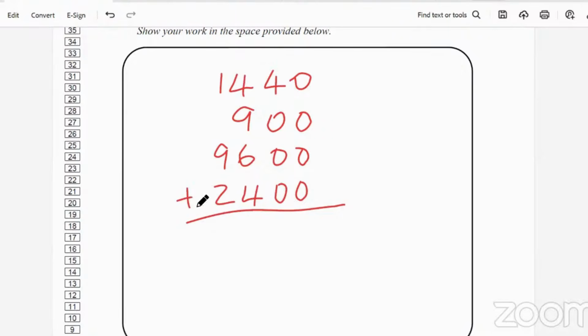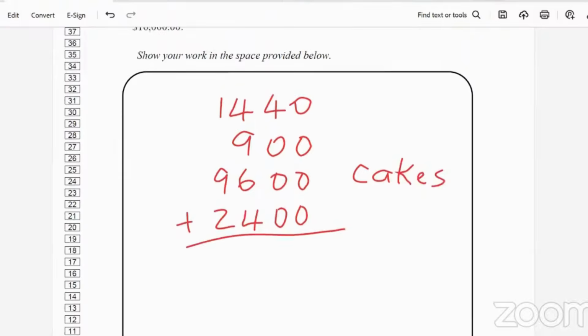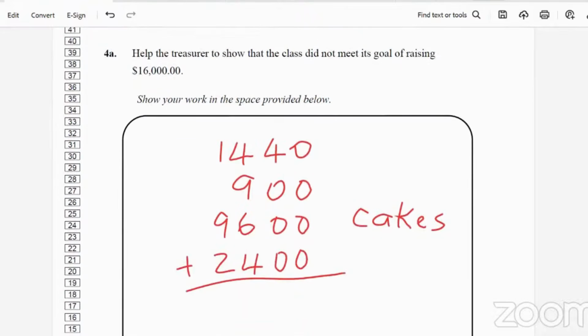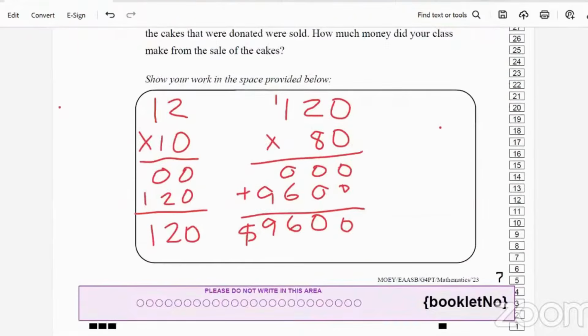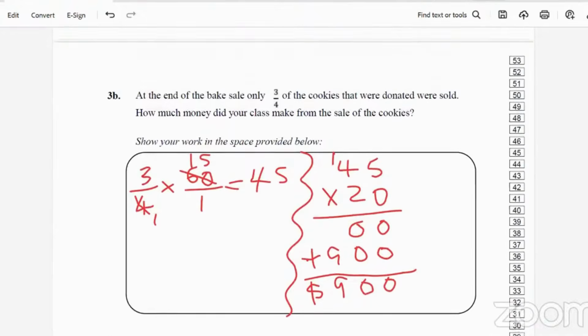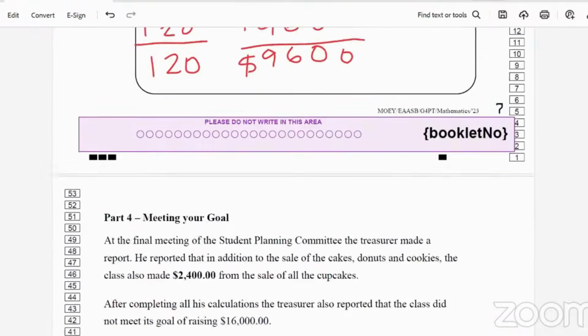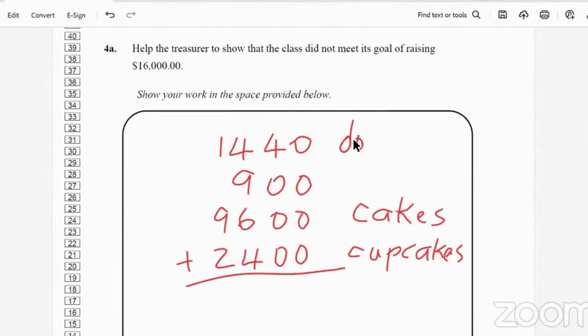So which one was 2,400? Which one was 9,600? I remember the cakes was 9,600. Let's see what the others were, because we want to make sure that we have the label so we know exactly what we're seeing. All right, so cupcakes was 2,400. That information was right here. So this was the cupcakes, okay? All right, so what was $900 and what was 1,440? $900 were the cookies and 1,440 was donuts, okay? So donuts and cookies. Yeah, you want to make sure that everything is listed and highlighted so they can see.